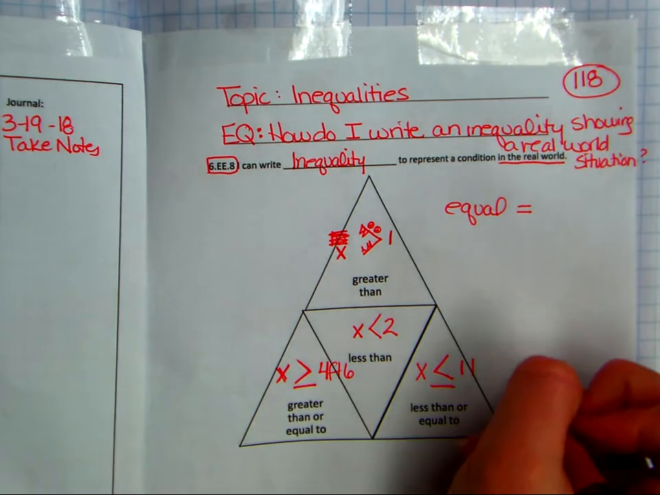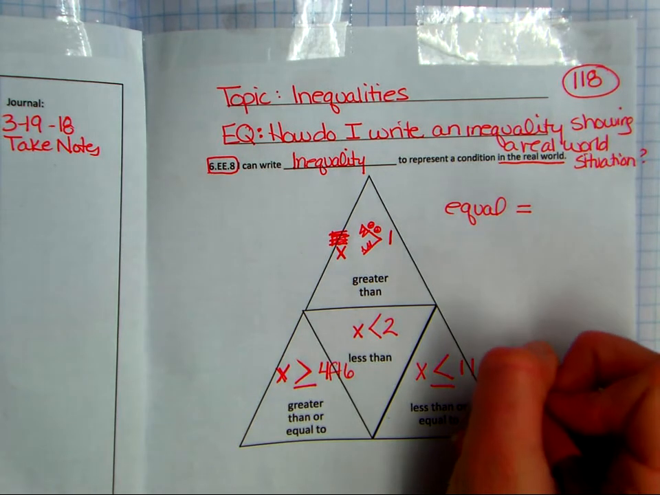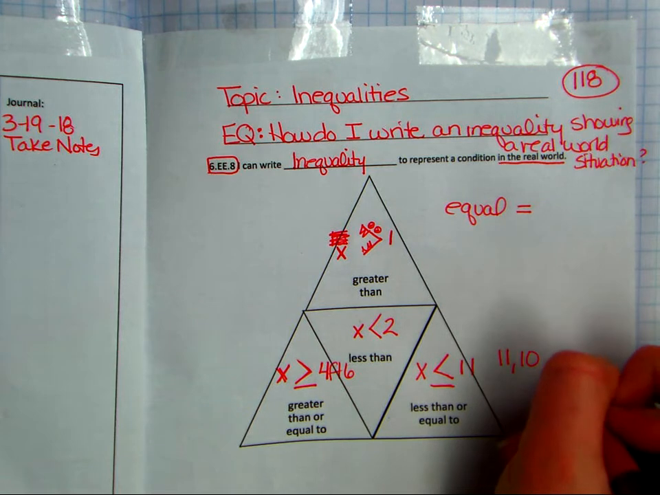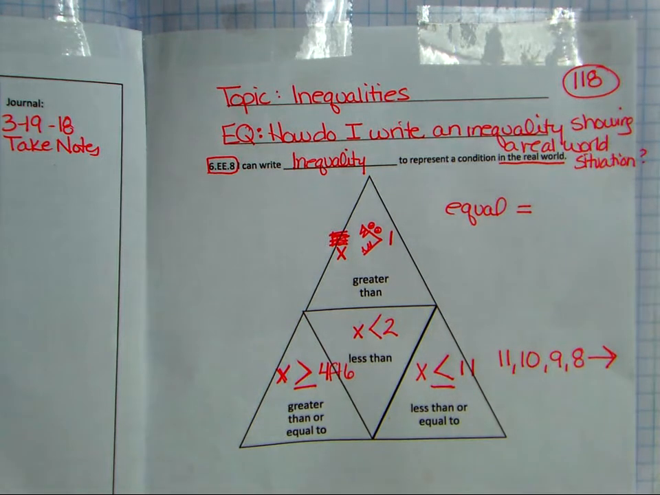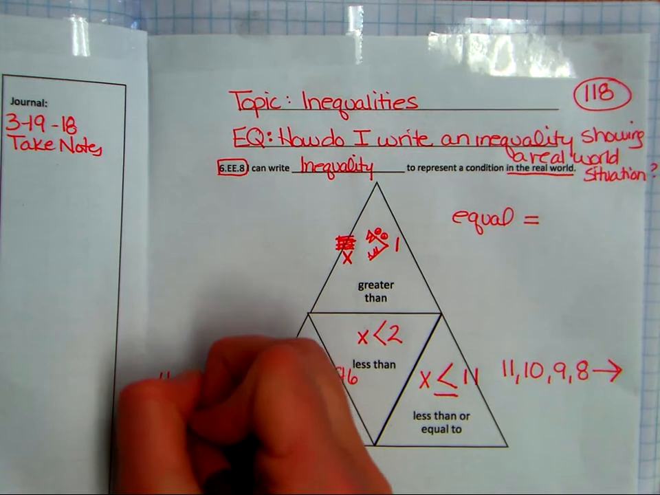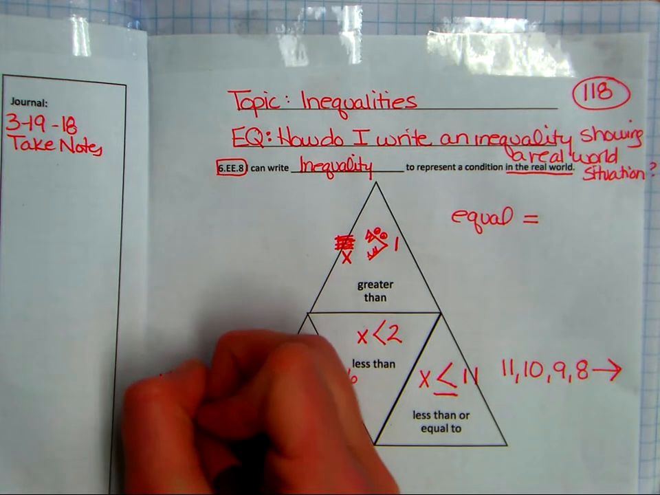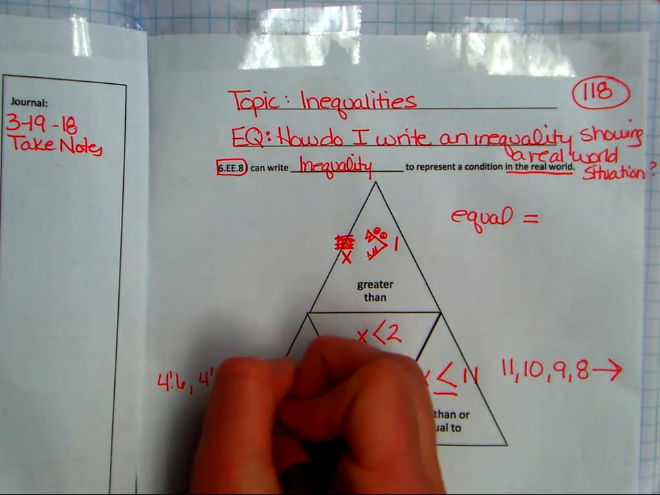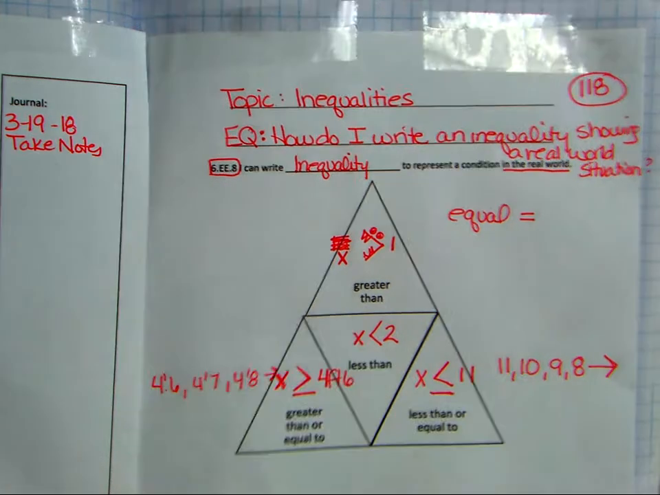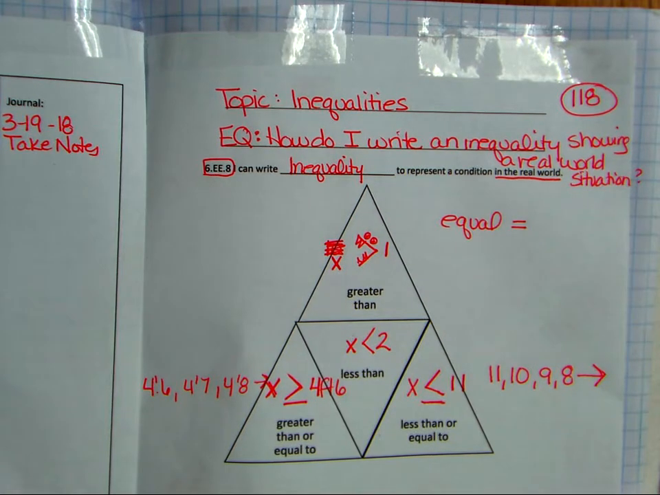So just showing that in this case, you could be 11, you could be 10, you could be 9, you could be 8, or anywhere moving downwards. In this case, you could be 4'6", you could be 4'7", you could be 4'8", or anywhere moving above. But it starts with that value.